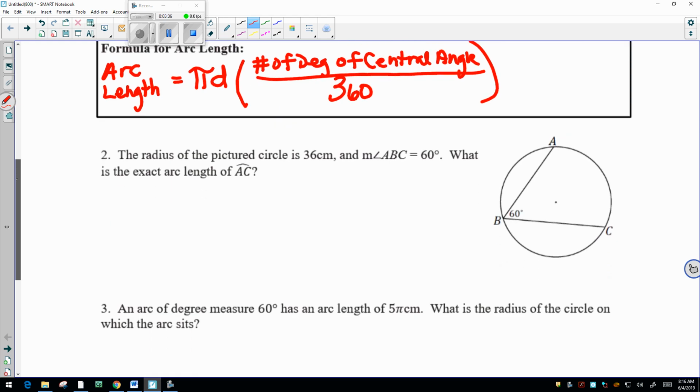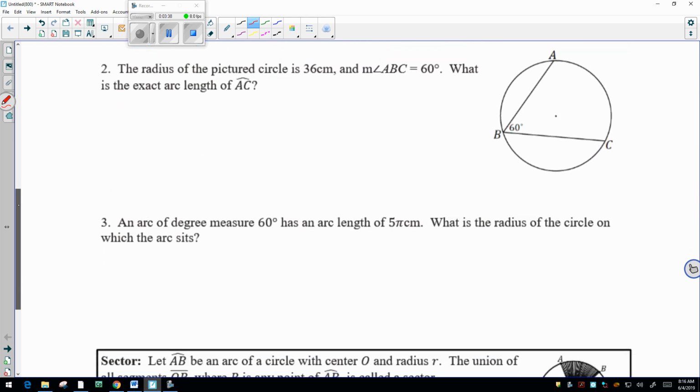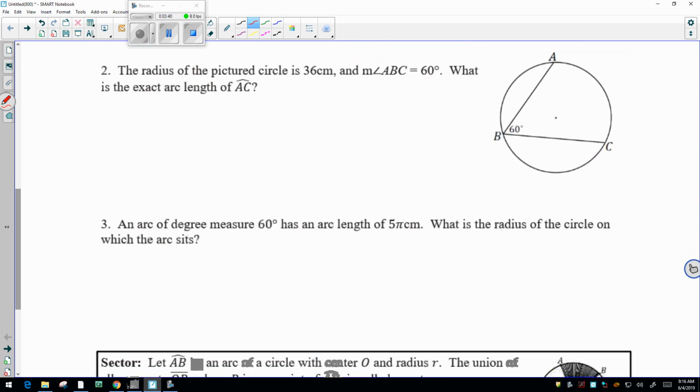Okay, so we're going to try number 2. The radius of the pictured circle is 36 centimeters. So I'm going to stop and draw that in. Radius goes from the center to the edge. That's your radius that we have. And it says angle ABC is 60. Notice angle ABC is an inscribed angle. So going back to what we have previously learned, an inscribed angle is half of the arc. So the measure of the arc here has to be 120 degrees.